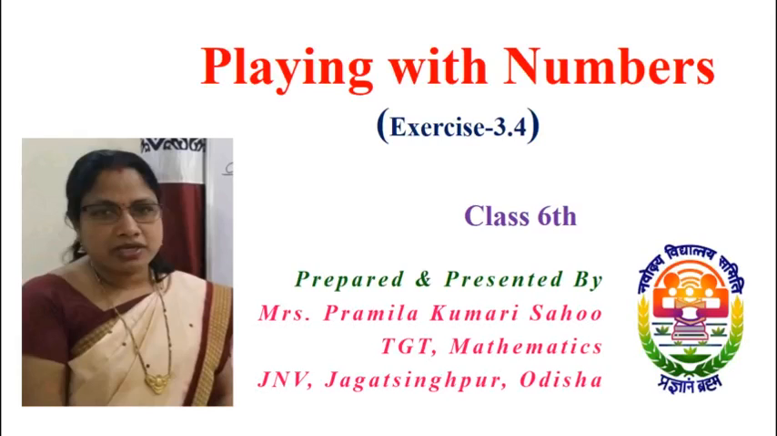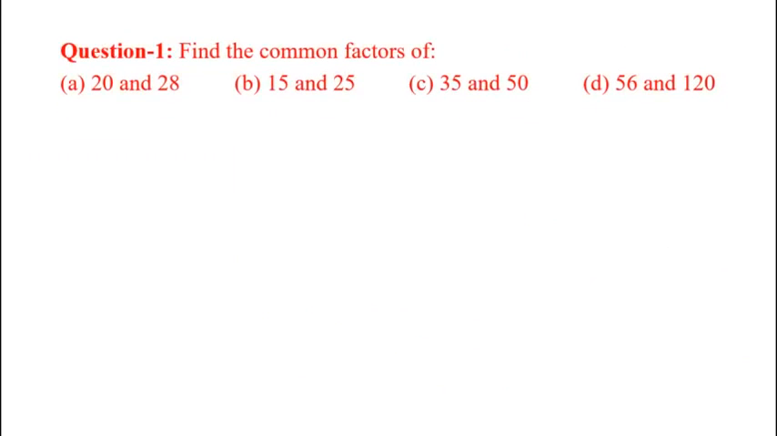Dear students, let us discuss exercise 3.4 from the chapter Playing with Numbers. Question number 1. Find the common factors of first 20 and 28, 15 and 25, 35 and 50, 56 and 120.